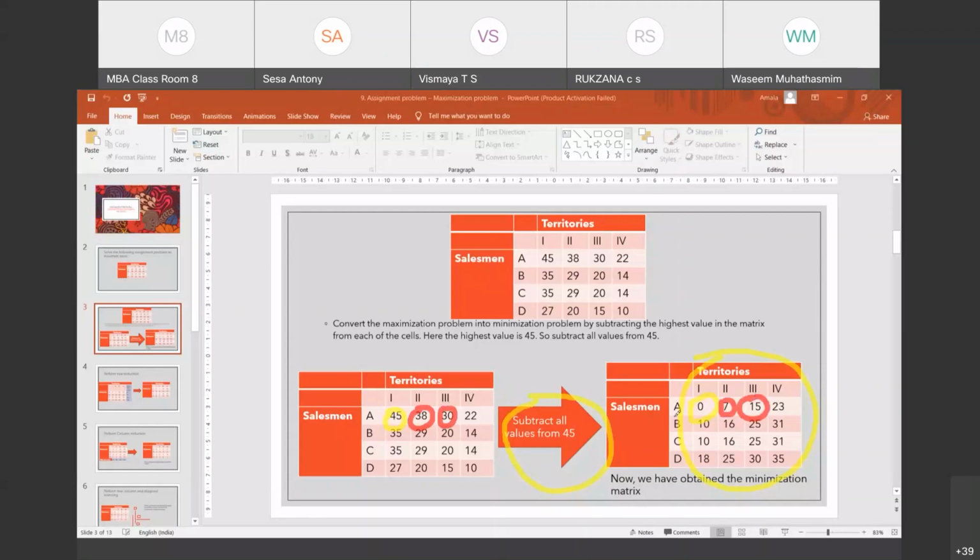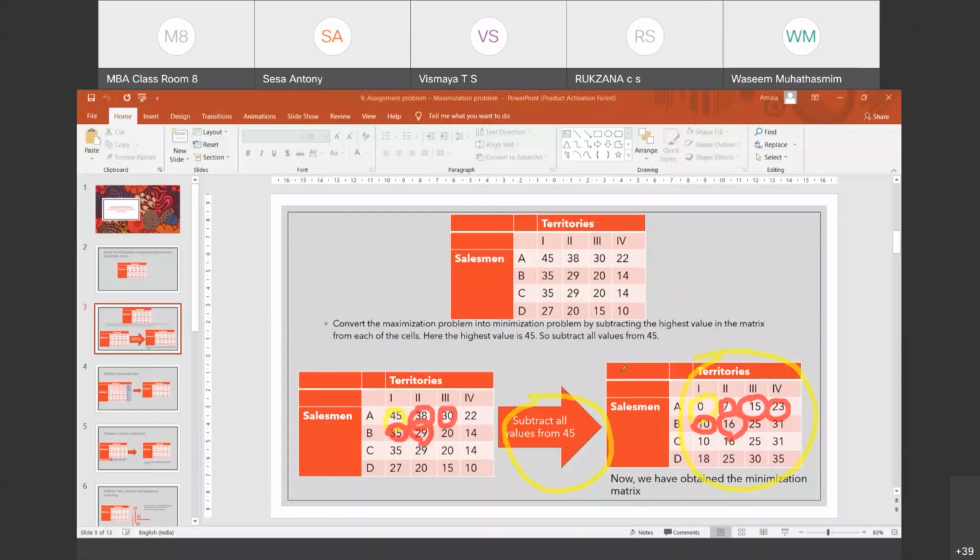Again, next row, we have 35. So 45 minus 35, you will get 10. Then again, 29. So 45 minus 29 here, you will get 16. Similarly, do for all the other values, you will get this matrix. Now which matrix is this? This is the minimization matrix. After doing all the subtraction, we will get the minimization matrix.